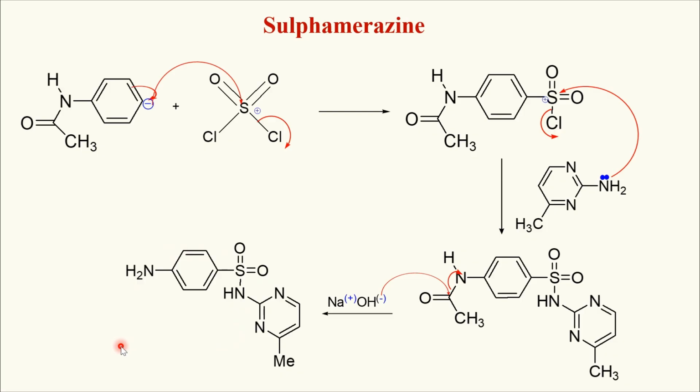Sulfa drugs, though they are the oldest drugs, even now are one of the drugs of choice for the treatment of urinary tract infection.